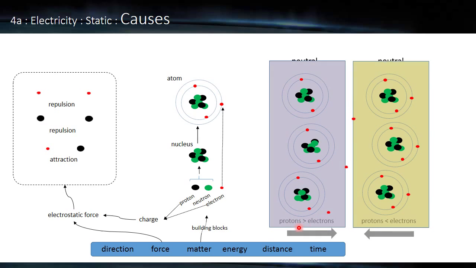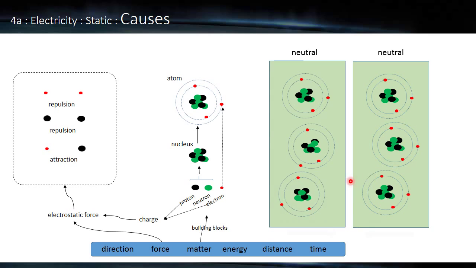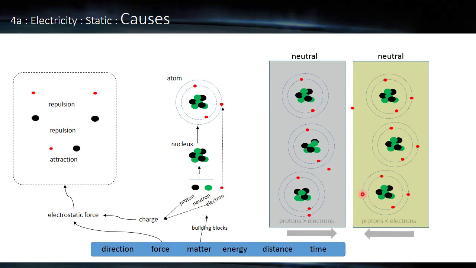We can see at the bottom here more protons. The result of that is that this whole object will be attracted to this object here because they behave in exactly the same way as an individual proton and an individual electron. They will attract each other. So the key thing to repeat again is it's the electrons that move.